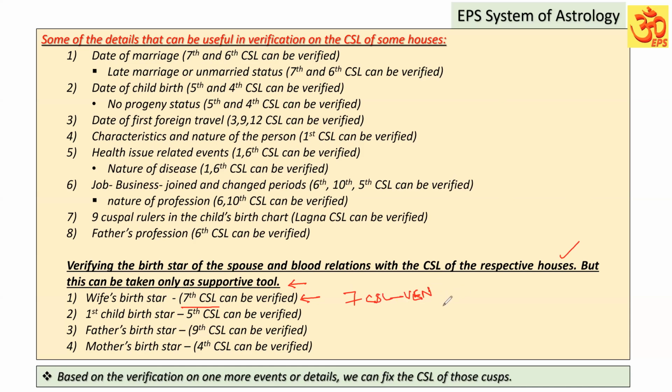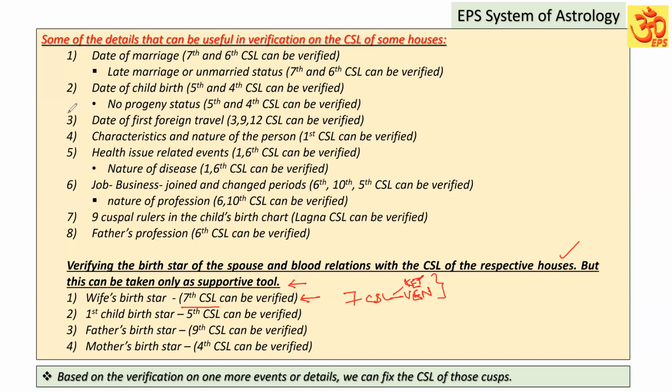But sometimes it can be indirectly connected. So if the seventh cuspal sublord is Venus, it will match the wife's birth star, or if the seventh sublord is Ketu, it can also match the wife's birth star. So with both sublords, the wife's birth star can match the seventh cuspal sublord. So we cannot decide whether the birth star of the wife is directly connecting. It means that definitely the wife's birth star will be connected to the seventh cuspal sublord in the chart, but not always directly. It can be indirect also.